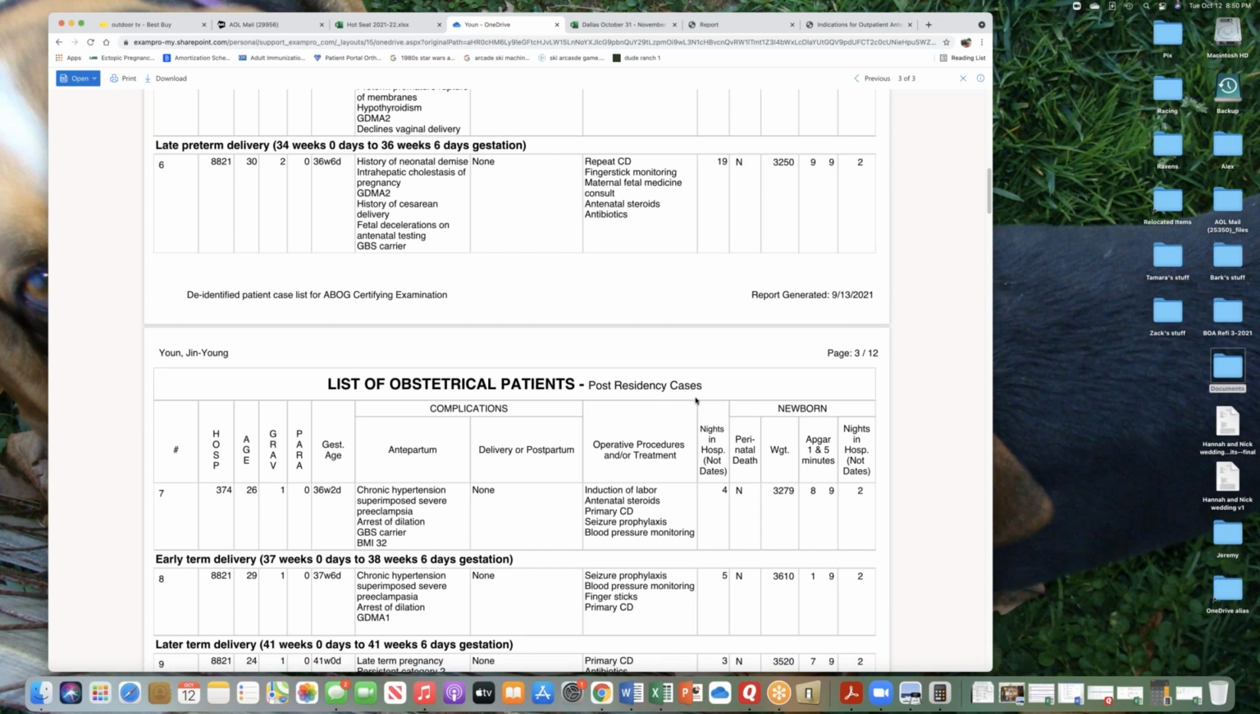She had the repeat C-section at that time because when she was inpatient and doing antenatal testing, she had non-reassuring fetal testing, meaning her NST showed a bradycardia that led to more of an emergency C-section.